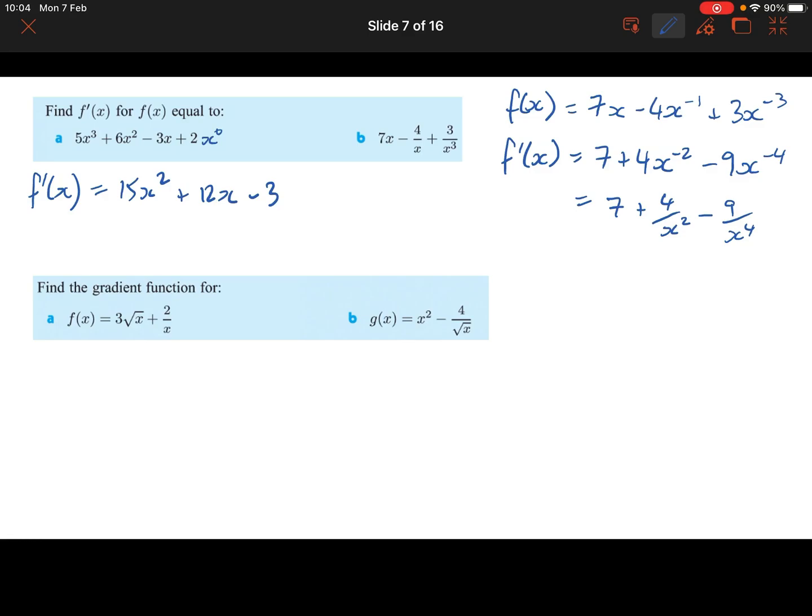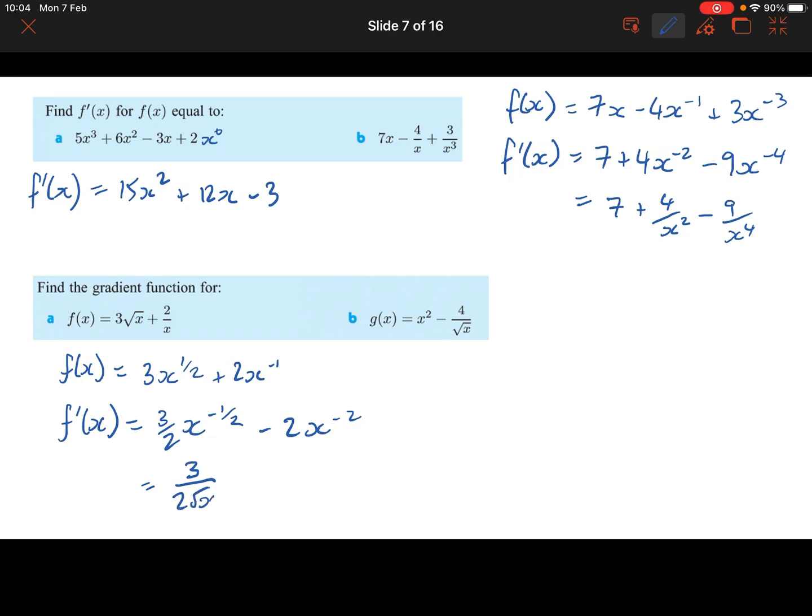Okay? Let's have a look at the other two. So again, we just need to know our rules of indices. We're going to rewrite the original function as 3x to the half plus 2x to the minus 1. Now I can very easily apply my power rule. So 3 times a half is 3 over 2, x to the negative a half, minus 2x to the negative 2. Now put it back into a form of the question. That's going to be 3 over 2 root x minus 2 over x squared.